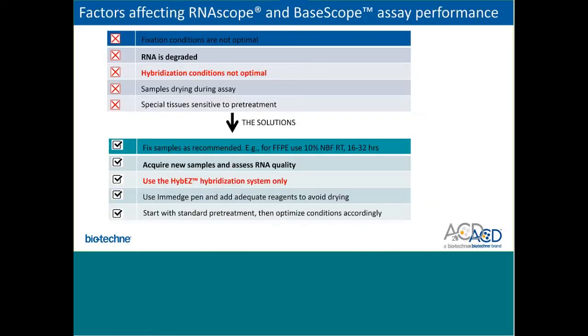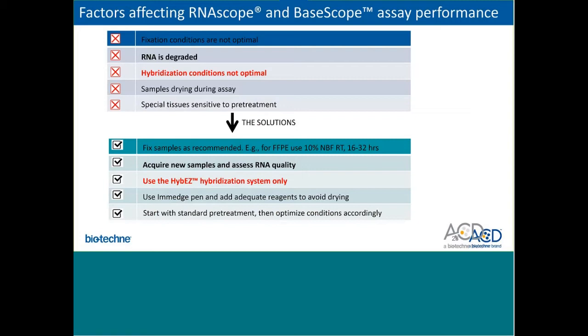When running the RNAscope or BaseScope assays, here are a few factors that could affect the outcome of your results. This could be that you have fixation conditions that are not optimal, which may lead to potential RNA degradation. The hybridization conditions may not be optimal, which includes samples drying out during your assay. Or you may even have some special tissues that are sensitive to the pretreatment.